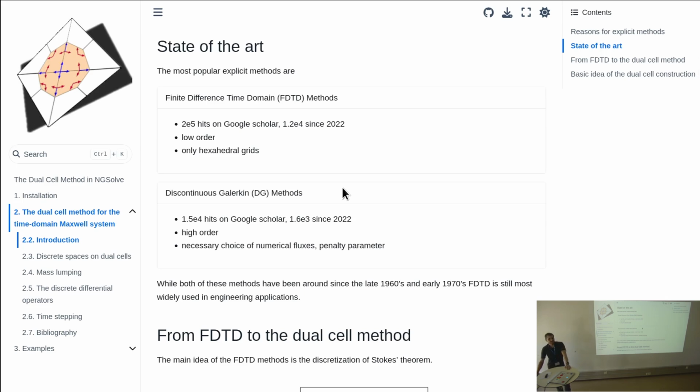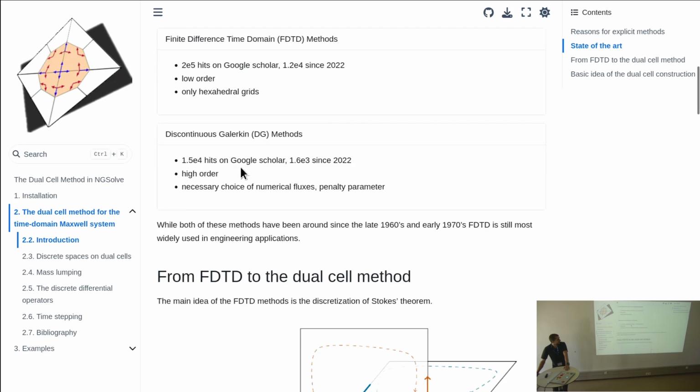So what are the upsides and downsides of these methods? FDTD is a finite difference method. You only have low order. You have to use hexahedral grids. And in DG, nicely, you have high order, but you have to choose numerical fluxes, penalty parameters, and you have to deal with these kinds of complications.